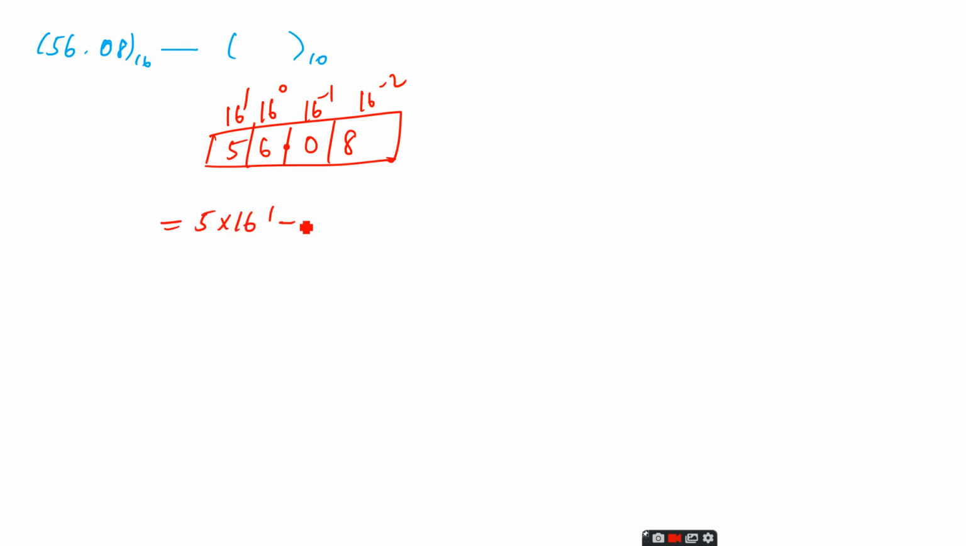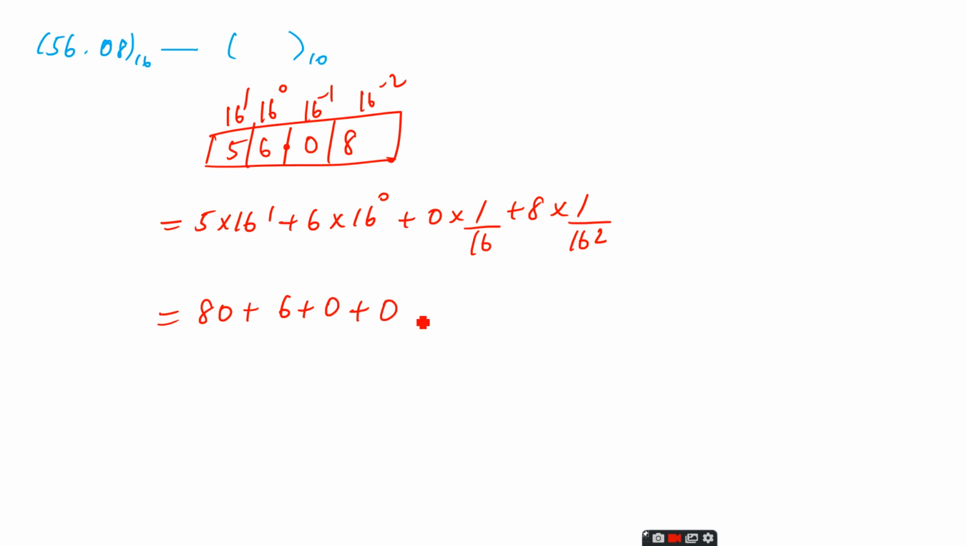5 into 16 raised to 1 plus 6 into 16 raised to 0 plus 0 into 1 by 16 plus 8 into 1 by 16 square. So we'll get the answer as 80 plus 6 plus 0 plus 0.03125. So the answer is 86.03125 base 10. In this way, we can convert hexadecimal to decimal and hexadecimal fractions to decimal.